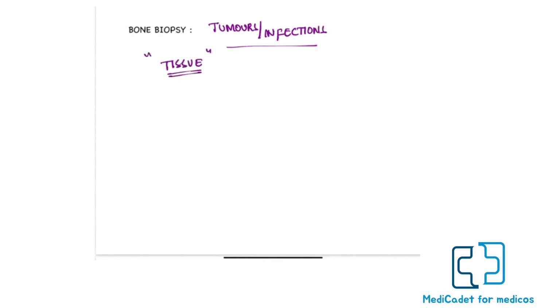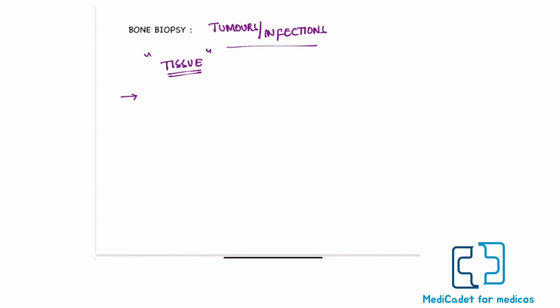Now coming to the last tool, and the ultimate tool for your final diagnosis of mainly your tumors and infections, which is nothing but your biopsy. So this is your tissue diagnosis. So tissue is taken here. This is the tissue diagnosis, right?